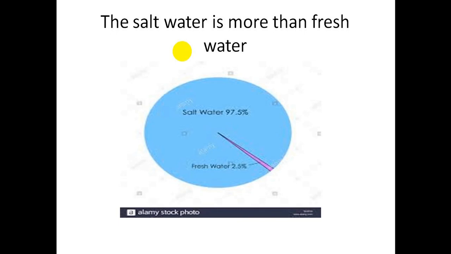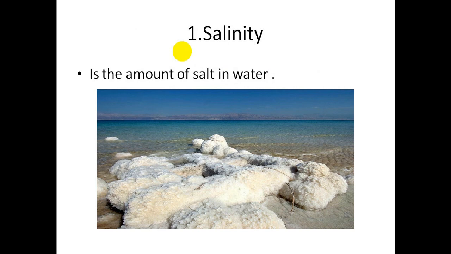Very little. We will speak about 4 characteristics or properties that all oceans have, and what happens to them as we go down. The first property we will speak about today is salinity. Salinity comes from the word salt. What is salinity? Salinity is the amount of salt in water.